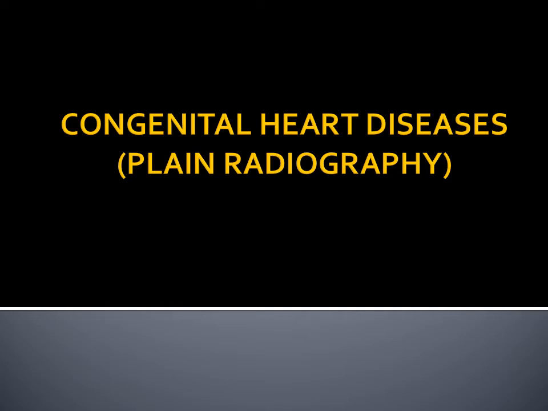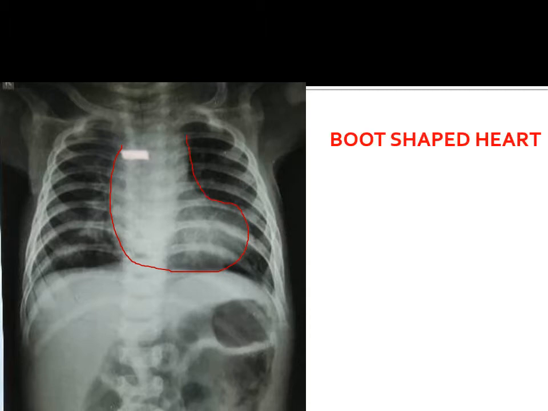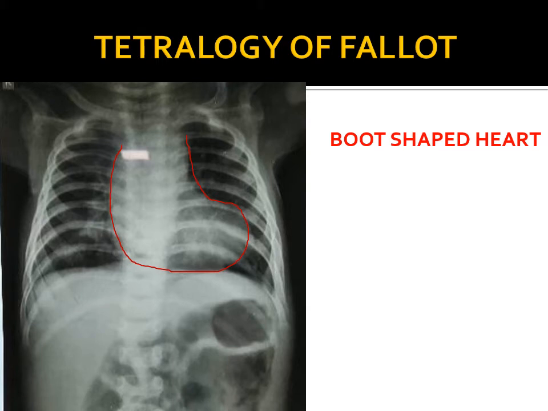Today we are going to discuss the plain radiography features of congenital heart diseases. The first radiograph shows a boot-shaped appearance of the heart. This is a boot-shaped heart, which is classically seen in tetralogy of Fallot.